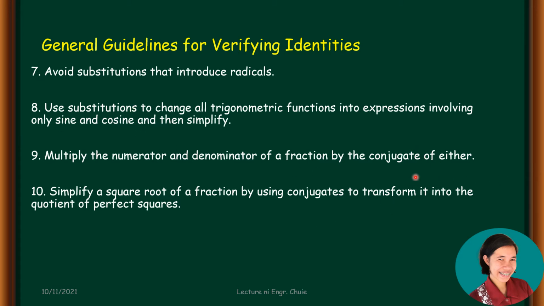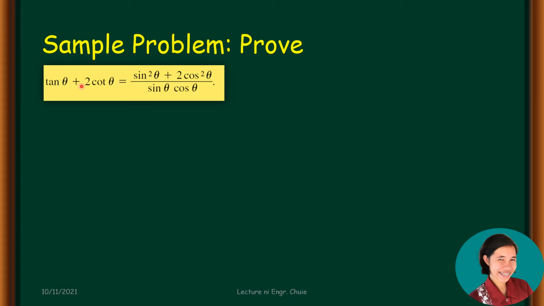So let's have an example where we are going to follow these guidelines. Tangent theta plus 2 cotangent theta is equal to sine squared theta plus 2 cosine squared theta over sine theta cosine theta. So we are going to verify if this left side and the right side expression are equal. Either you select the left side first, or you can use this one and then transform it so that it will look like this.